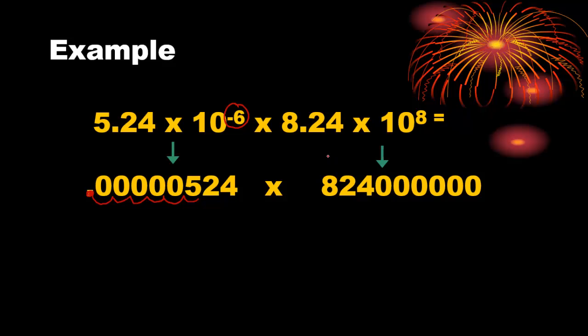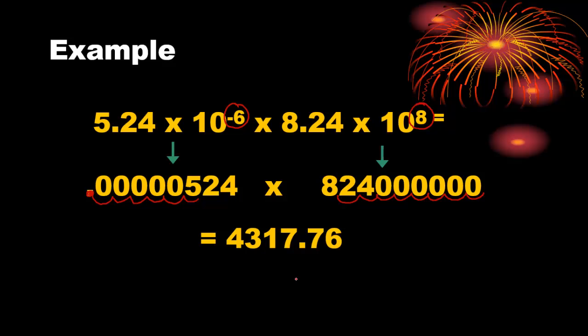Then I do my next number. This time I had a positive exponent, so I'm making the number larger. So I had to take my point that was there and move it over 8 places. So 1, 2, 3, 4, 5, 6, 7, 8 places. Again, filling in zeros as I go. Plug it into my calculator and it gives me this number.